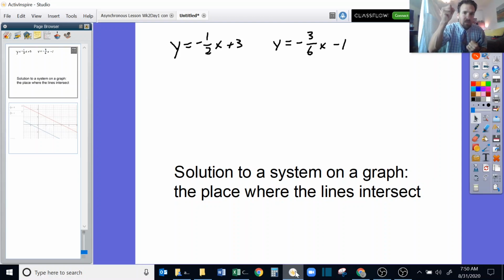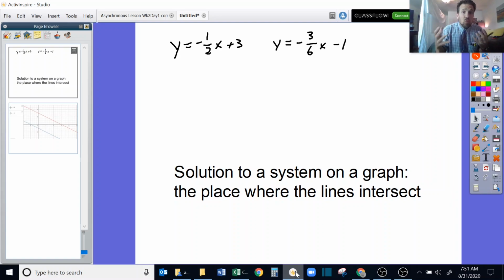lines cross. And so I just want to remind you that whenever we have a system of linear equations, what we're really talking about is on the graph, where do those two lines intersect? And so we have this example here, and it says y equals -1/2 x plus 3, and then we have another line, y equals -3 over 6 x minus 1, and the question is, where will these two lines intersect?